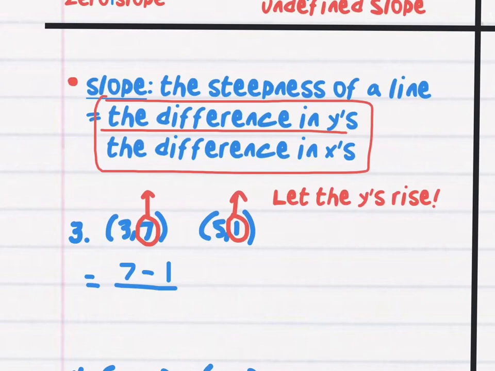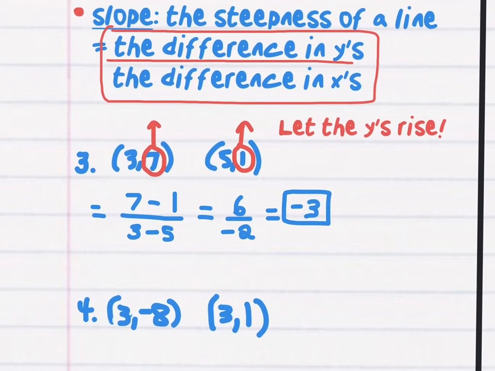And since we started with this ordered pair, for the x's, we also have to start with this ordered pair. So we're going to start with this 3, and we put 3 first, and then 5 second, and then we subtract them again. And then we're going to simplify this fraction, and that's our slope. So 7 minus 1 is 6. 3 minus 5 is negative 2. And sometimes it's a whole number, sometimes it's a fraction. In this case, it's a whole number. Negative 3 is our slope. Okay. Always simplify your answers as much as possible.